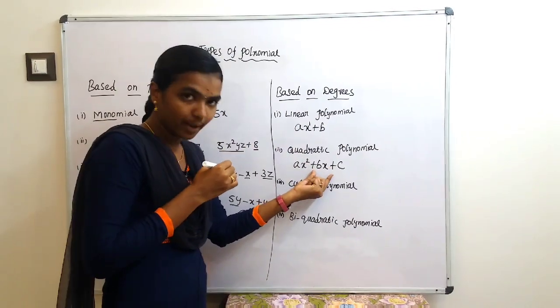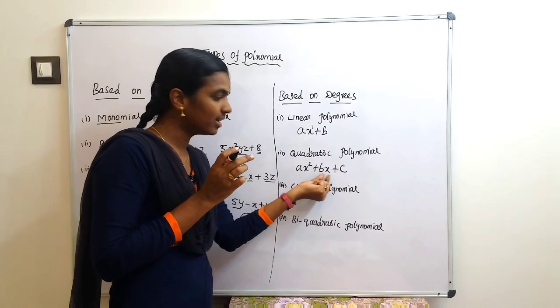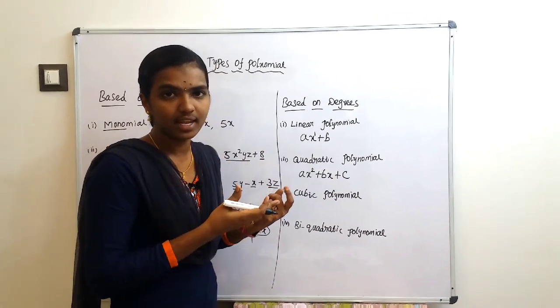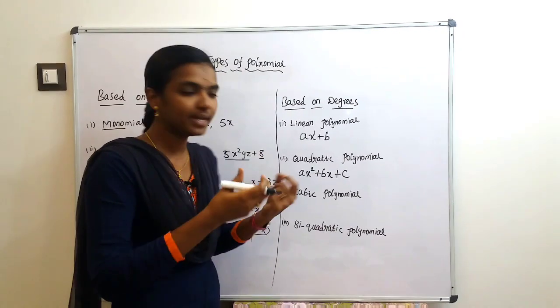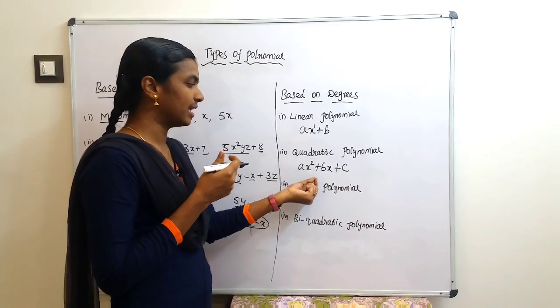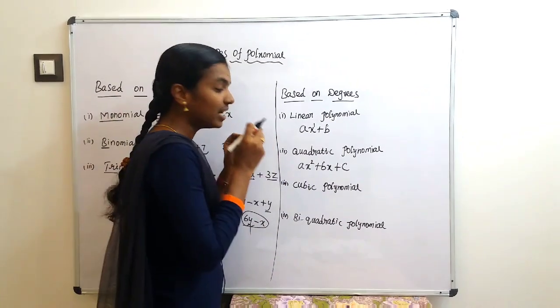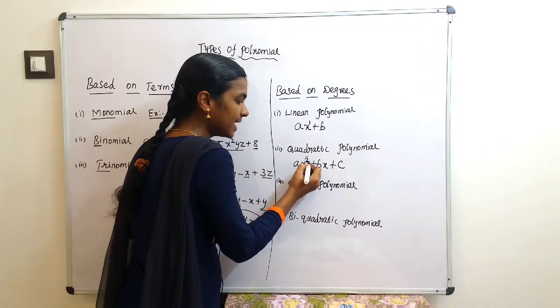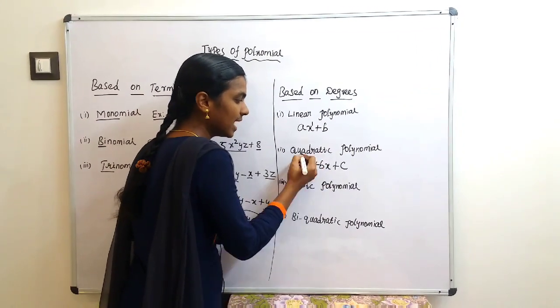So this is a general polynomial with variable x. You can take any other variable, it should be the same. If you are taking y, it means ay square plus by plus c. I have taken the x variable. So here the highest power of the variable is 2. If the highest power of the variable is 2, what is the name?